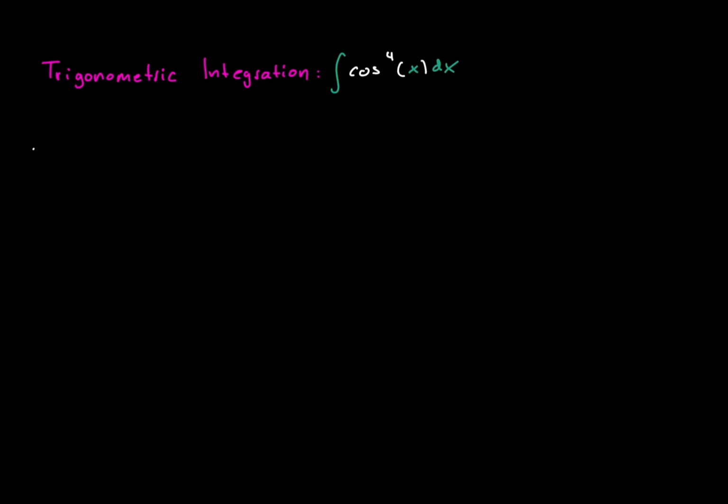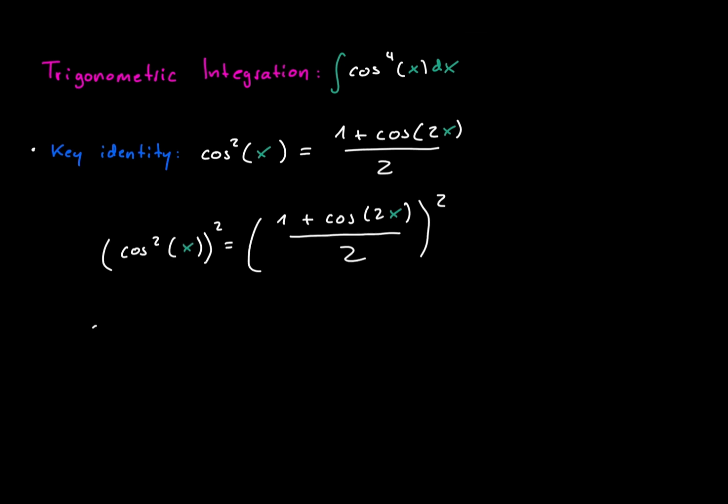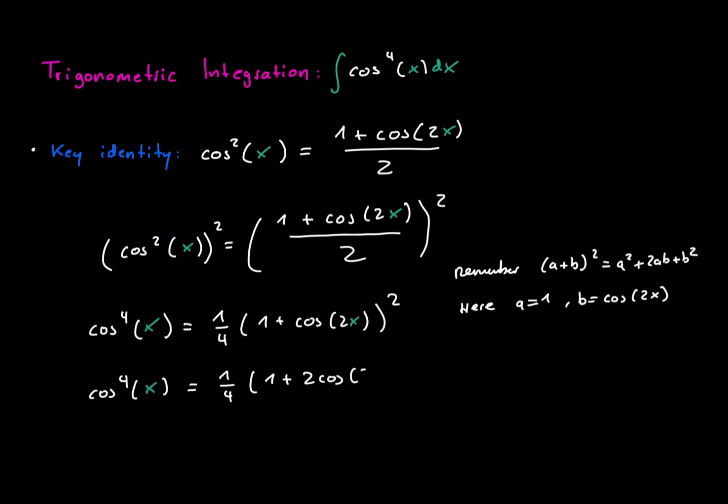Let's solve the integral of cosine to the fourth power of x. We again use power reduction. Recall that cosine squared of x equals 1 plus cosine of 2x, all divided by 2. Now square this expression. This gives 1/4 times 1 plus 2 cosine of 2x plus cosine squared of 2x.